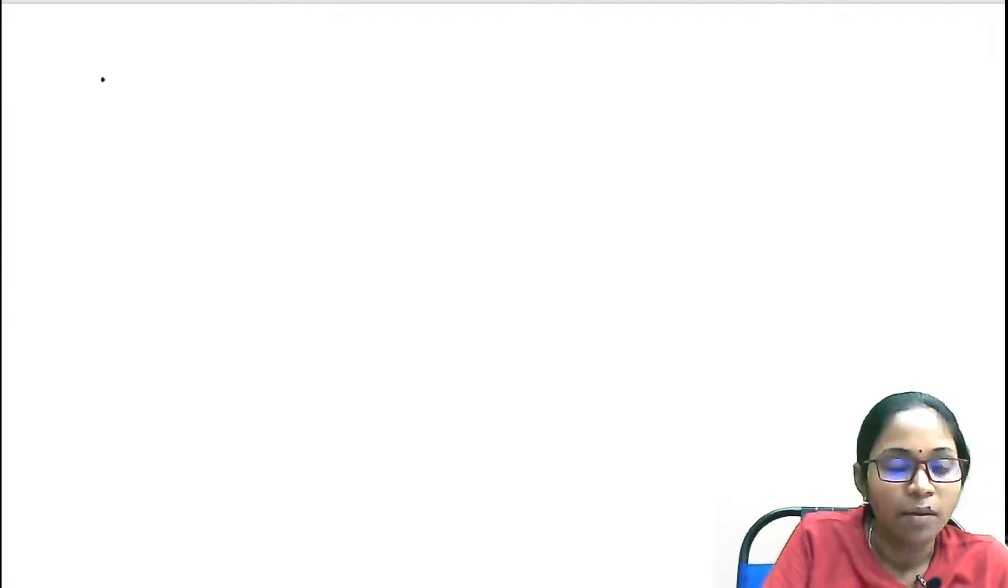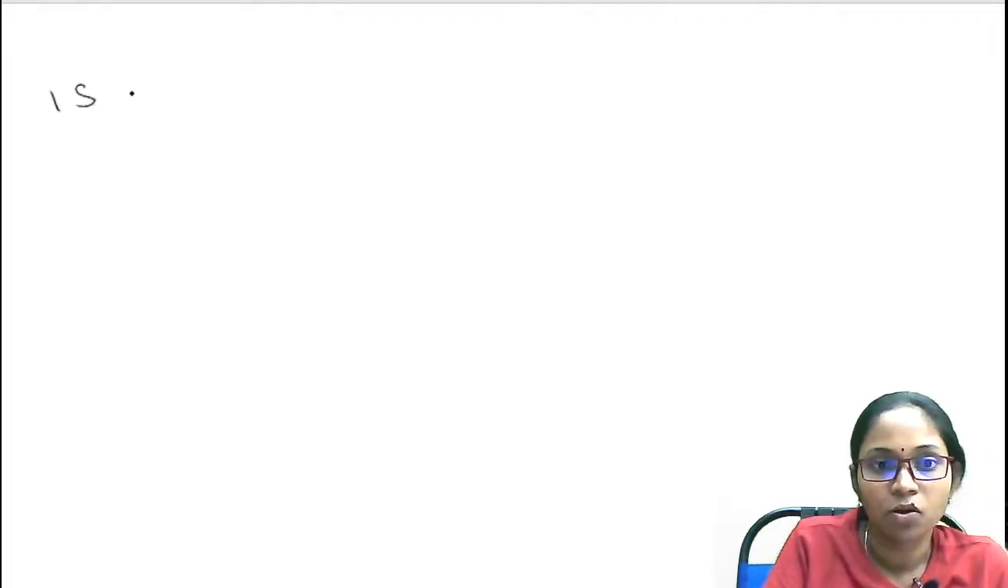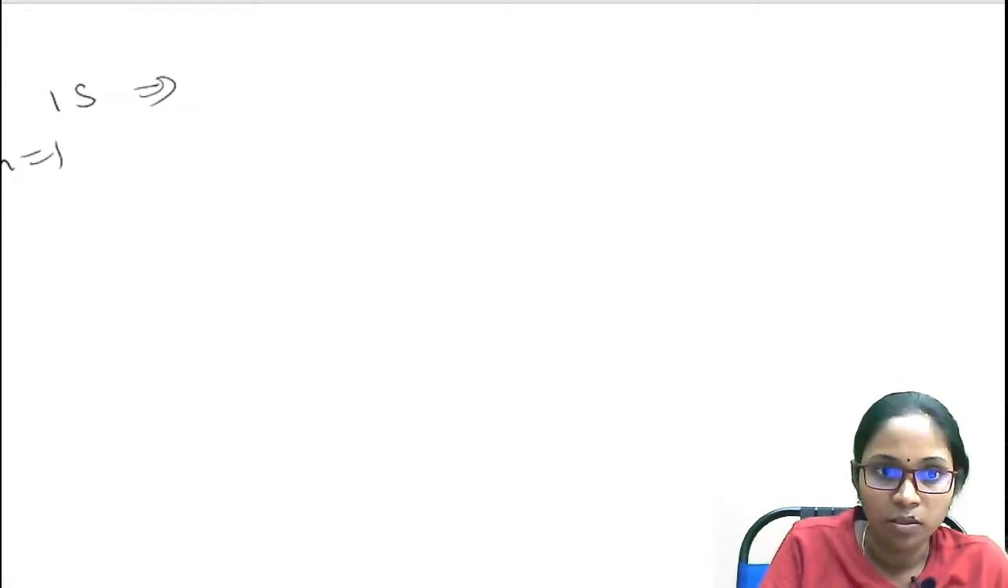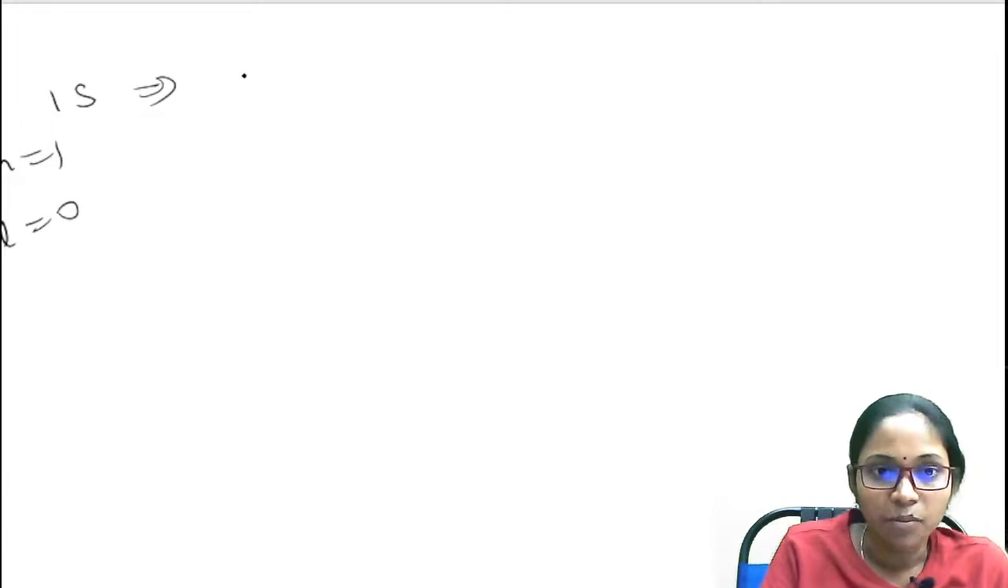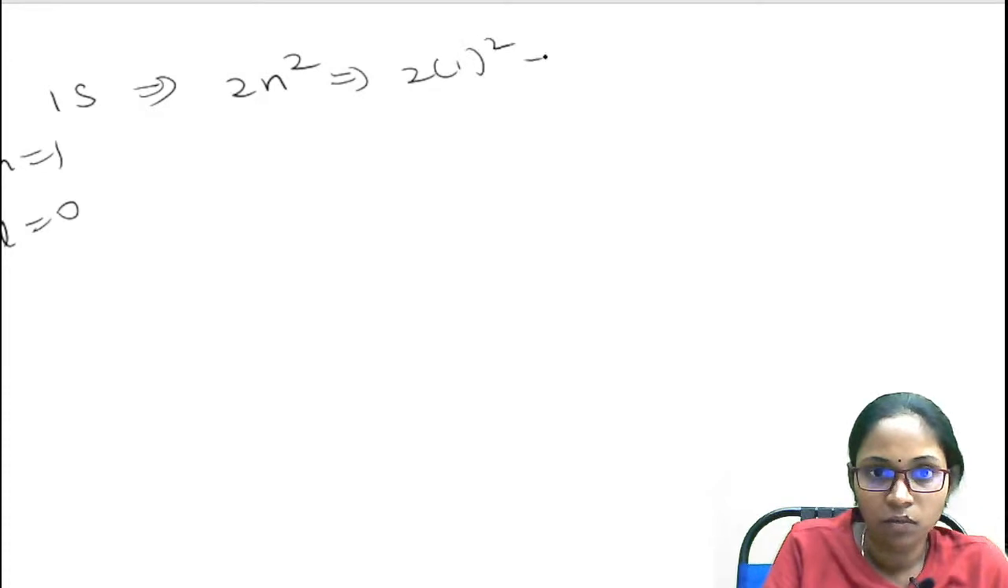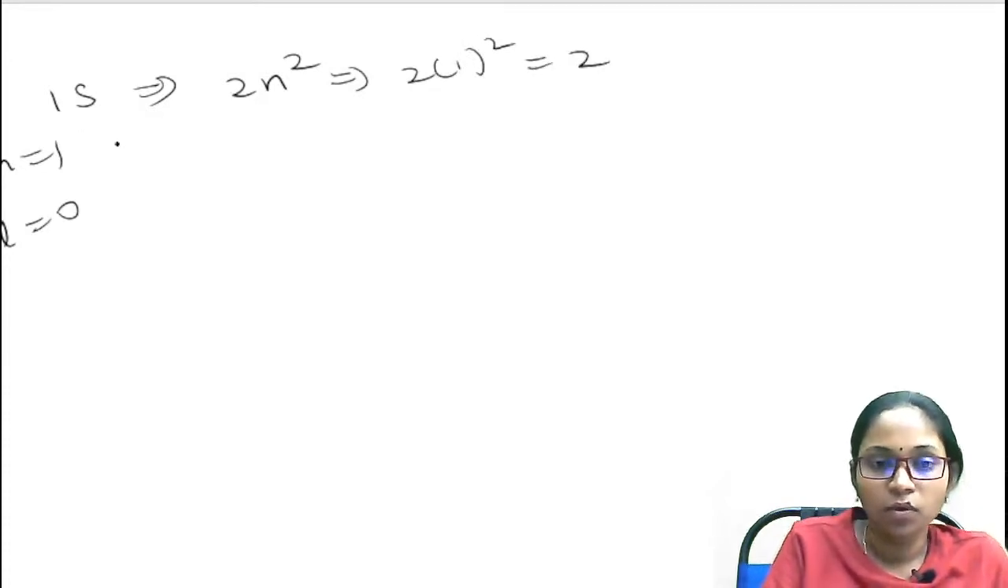Okay, I'm taking the 1s orbit. 1s orbit means n equals 1, and subshell 0. The maximum number of electrons that can be filled, using 2n², substitute the n value: 2 into 1 square will be 2. Therefore in the 1s orbit you can fill a maximum of 2 electrons.